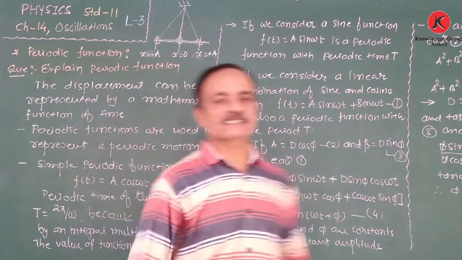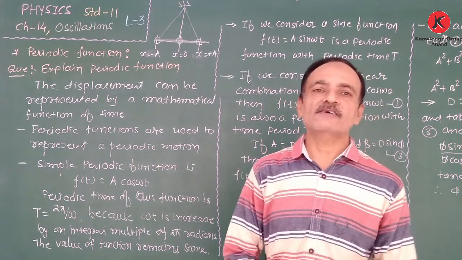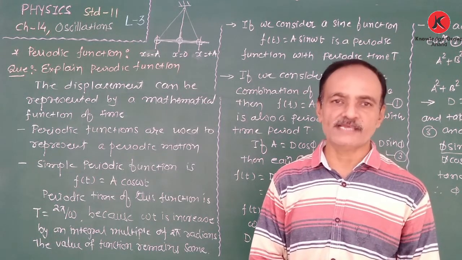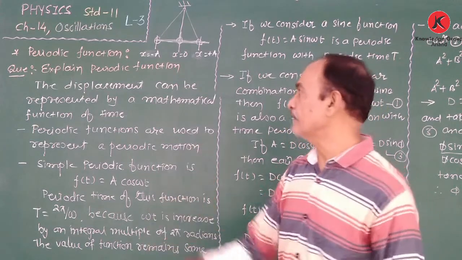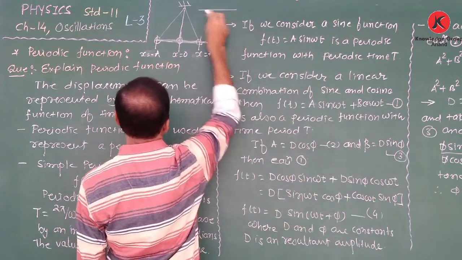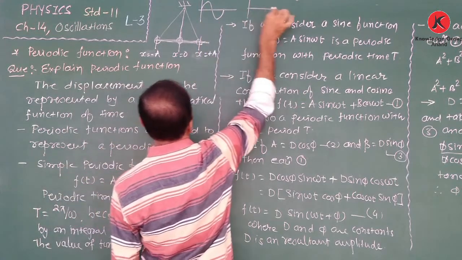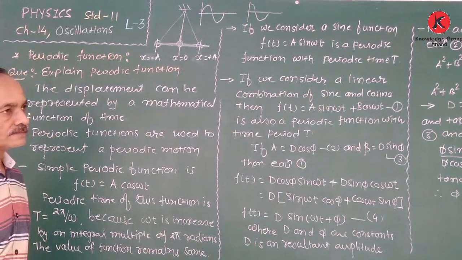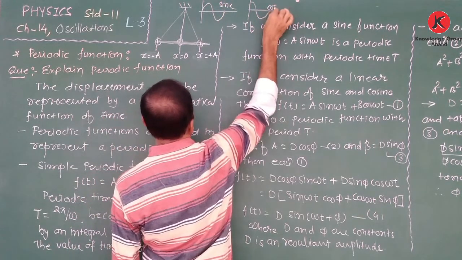So how do we represent this motion mathematically? For that purpose a periodic function is required. Periodic functions in trigonometry are represented by sine and cosine, because the value of the sine and cosine functions changes continuously with time. Already we know the shape of the sine and cosine functions is like this. Sine is this function and cosine is this function.